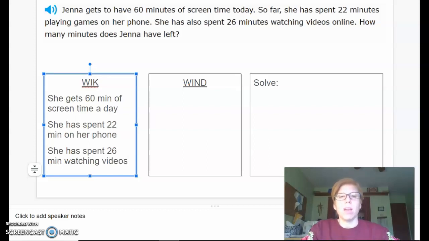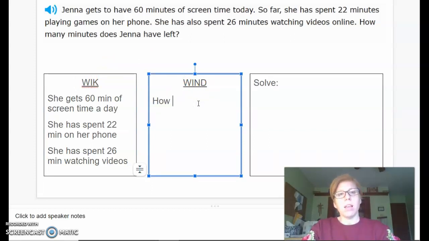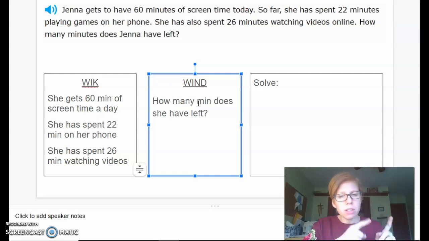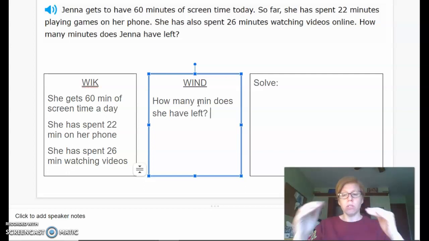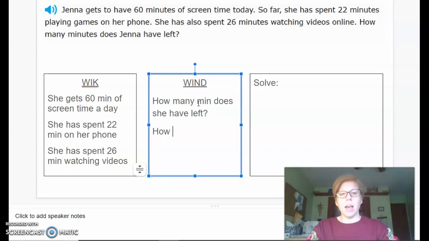Okay? Now, what do we need to do in this word problem? What are we being asked to solve? Well, we need to figure out how many minutes does she have left. That's our ultimate goal. But what do we need to figure that out? Remember, this is a two-step word problem. So there's two things we need to do. Before we figure out how many minutes she has left, we need to do something else. We need to figure out how many minutes she has spent so far.